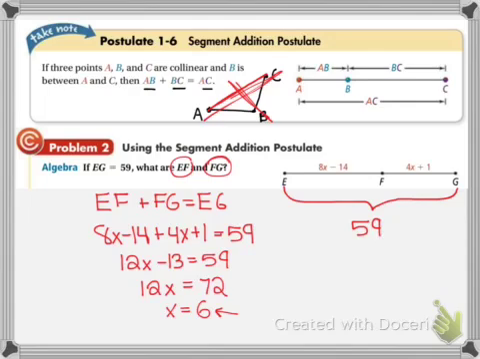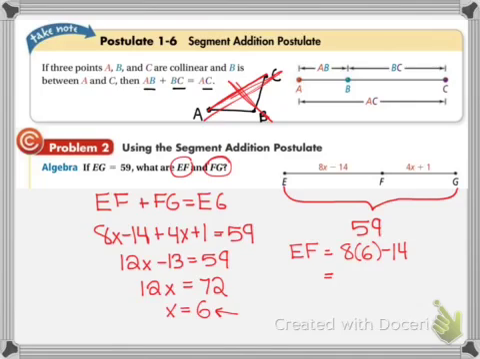All right, so let's go ahead and find out what EF is then. So we're just going to substitute 6 in for X. So we have 8 times 6 minus 14.